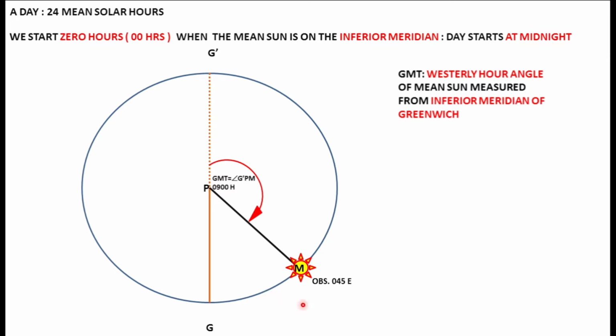Assuming that an observer is on 45 degrees east, so 45 is 135 degrees from the inferior meridian. 135 divided by 15, 9 hours. So GMT would be 9 hours here.